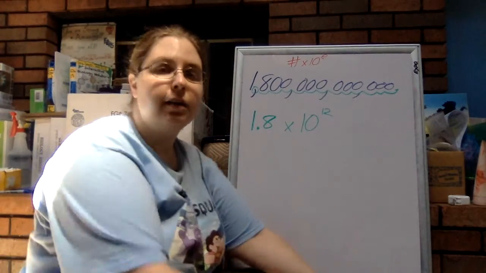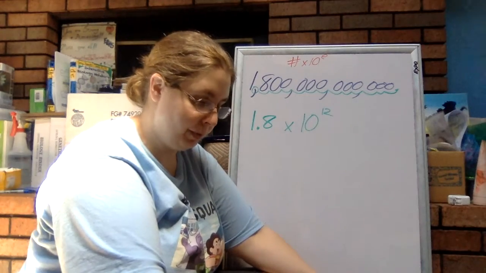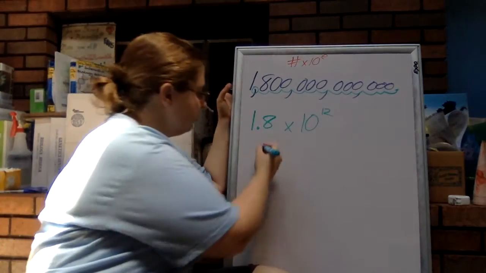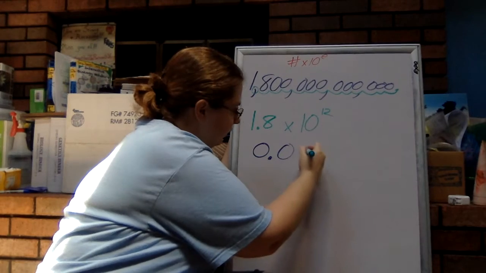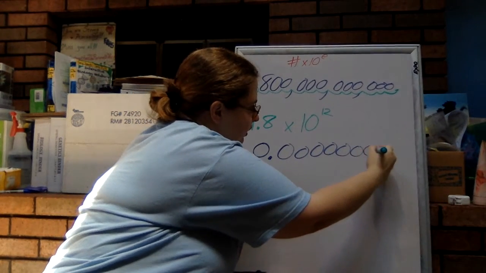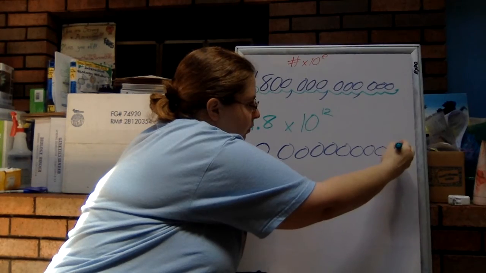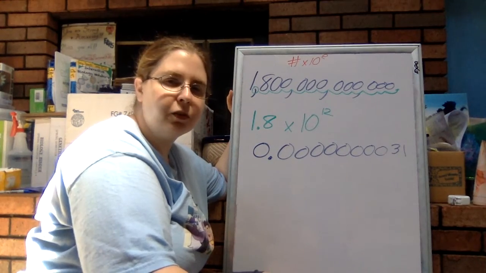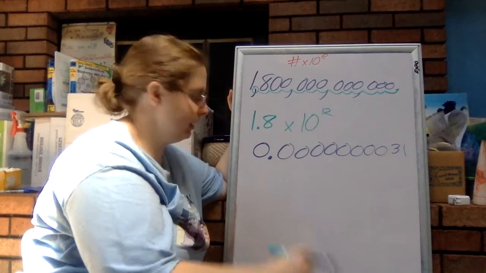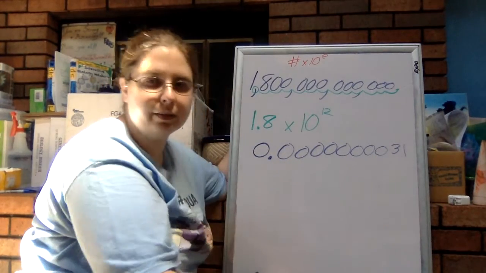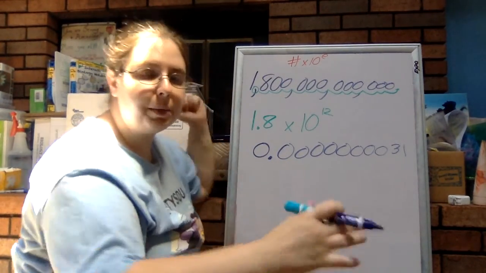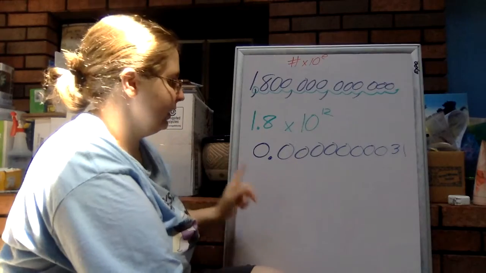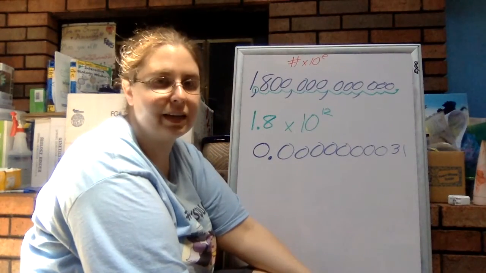So far, so good. Let's give you an example of one that would have a negative exponent. I'm going to use 0.0000000031. I think we can all agree this number is less than 1. This is what I meant when I said bigger than 1 or less than 1. Bigger than 1, positive exponent. Less than 1, negative exponent.